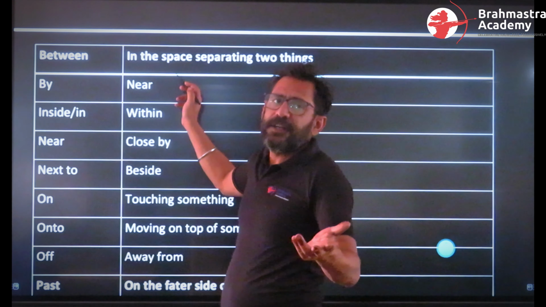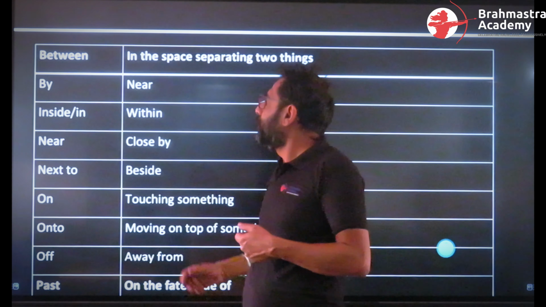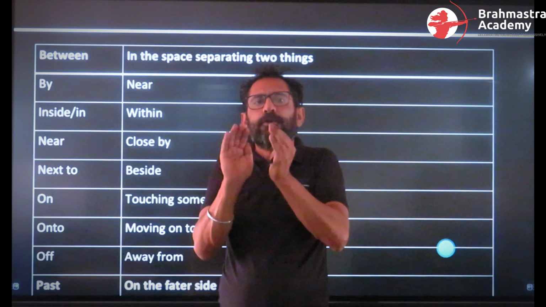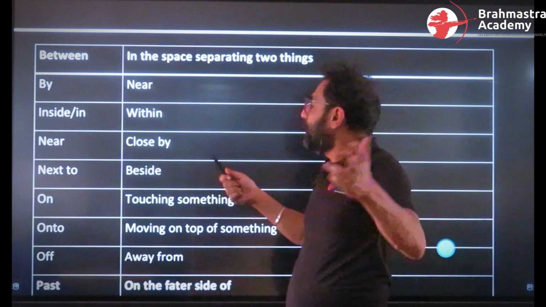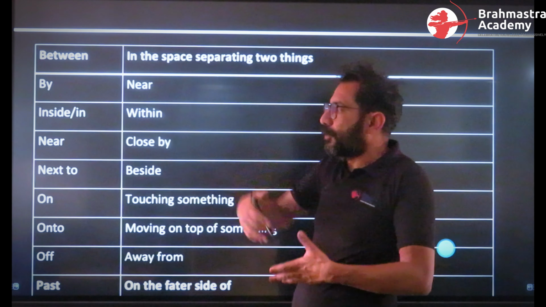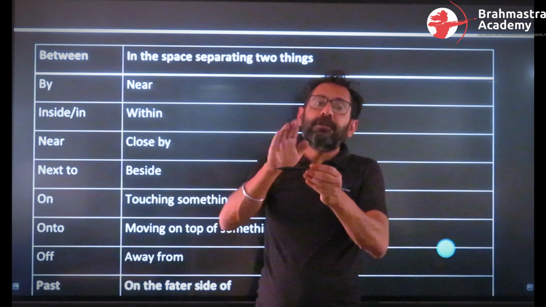By, again, it is showing near, somewhere nearby. We use this word a lot. Inside, basically inside means you have some enclosed space and you are inside it. Near, close by, we discussed this. Next to, that is fine. It is somewhere around here or right next to me. On means we have this, something on top of that.